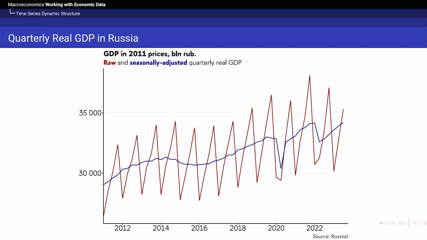This slide shows the difference between raw and seasonally adjusted quarterly real GDP in Russia. Here you can clearly see how difficult it is to draw any kind of conclusions based on raw data. In the presence of seasonality, this is essentially impossible because the variation is very strong. Obviously, neighboring values of the raw time series cannot be compared to each other because the number of working days in the first and in the second quarter do not coincide.